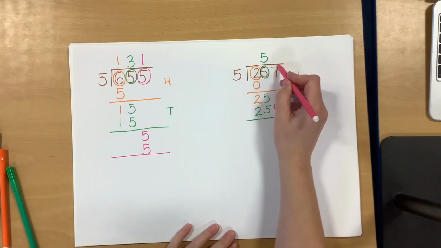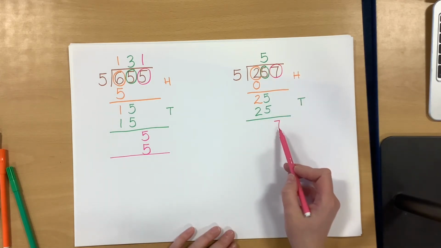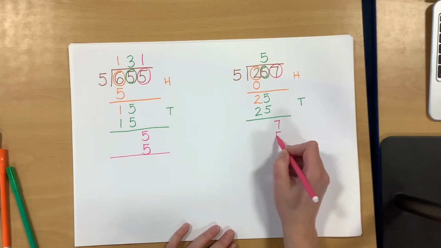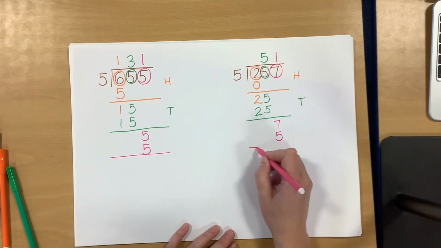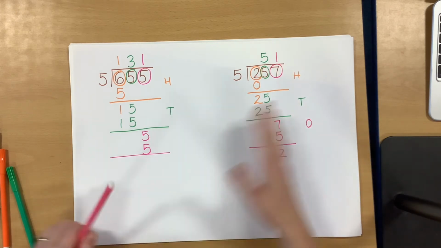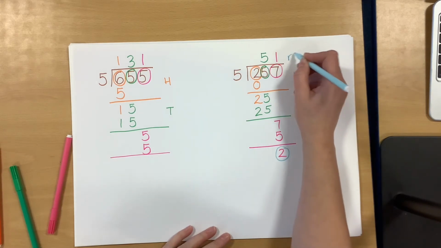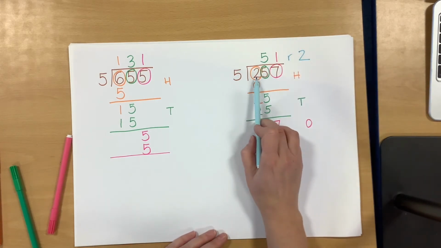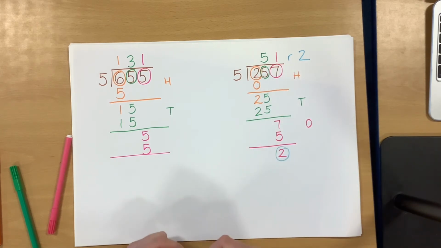So we've just got the 7 ones that we started with. There they are. How many of those can we share out? Well, 5. And 5 divided by 5 is 1. But we do have 2 left. But because we finished, those 2 become a remainder. So 257 divided by 5 is 51, remainder 2.